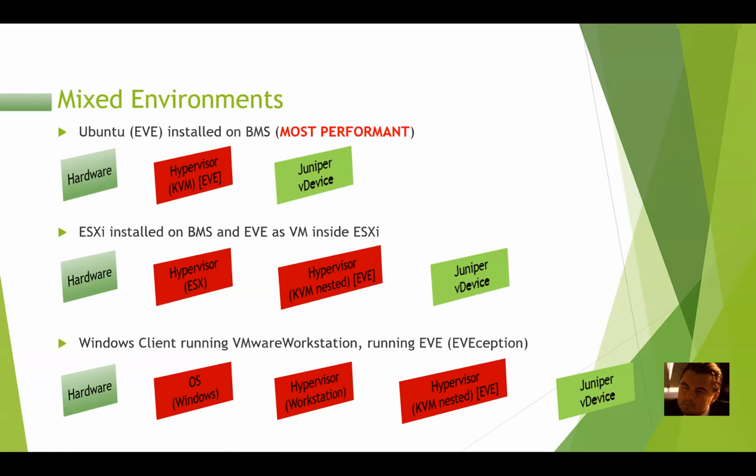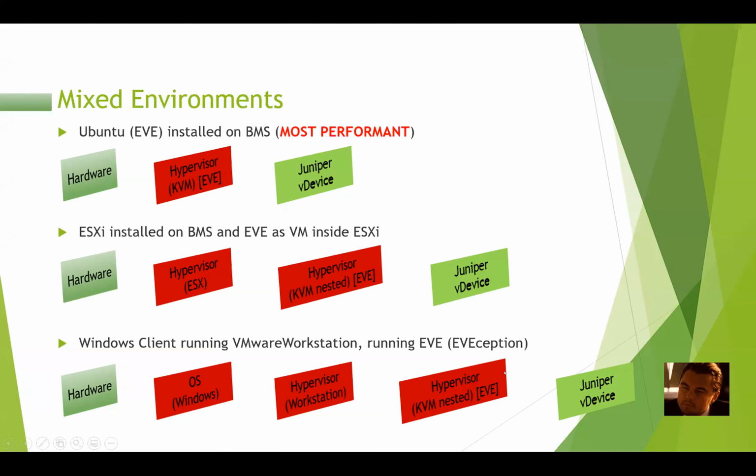Then if you have a powerful ESX cluster, for example, and you install your EVE on an ESX server, it will still be performant, but not as performant as a bare metal server with the same specs. So if you're going from a VM to bare metal, you will always see a performance increase, always.